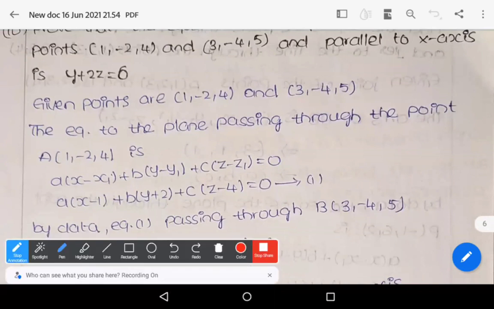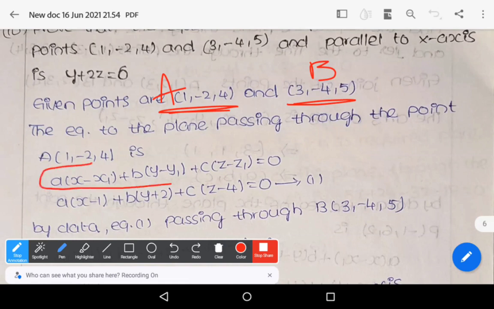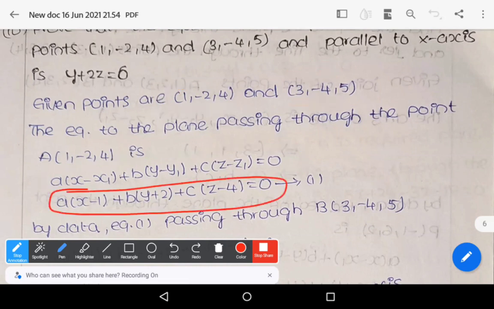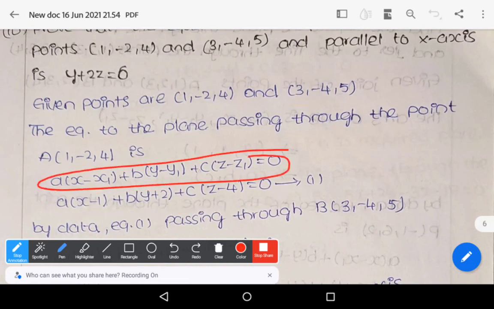Given points are 1, minus 2, 4 and 3, minus 4, 5. These two are the given points. Let the first be capital A and the second one capital B. The equation to the plane passing through the point A is a into x minus x1 plus b into y minus y1 plus c into z minus z1 is equal to 0. You get this equation: a into x minus 1 plus b into y plus 2 plus c into z minus 4 is equal to 0. In the formula x1, y1, z1, we replace the coordinates of A: x1 is equal to 1, y1 is equal to minus 2, z1 is equal to 4.